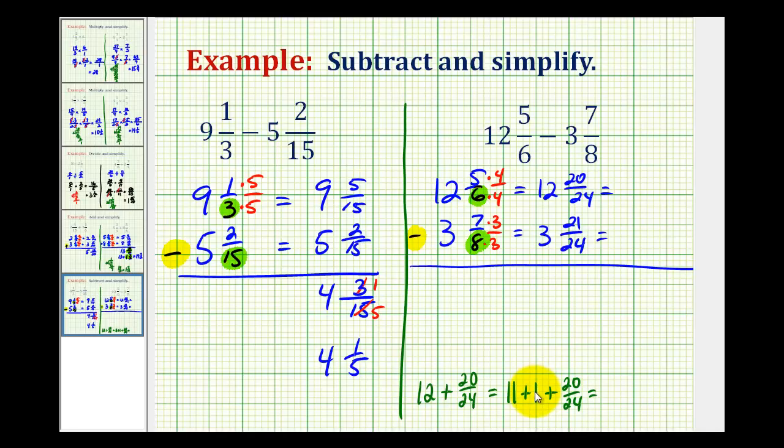But we can rewrite 1 as 24/24. 11 plus 24/24 plus 20/24. This is the key to understanding how to borrow. If we borrowed this 1 from the 12 and rewrite 1 as 24/24, we can now add these two fractions here. So 12 20/24 is equal to 11 44/24.